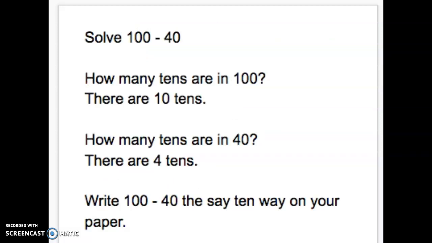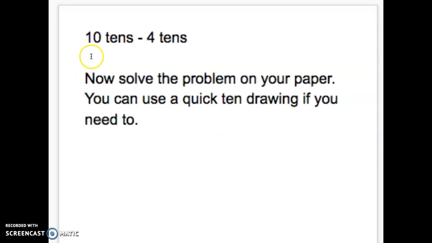Solve 100 minus 40. How many tens are in 100? There are 10 tens. If you count them by tens, 10 times you would get 100. How many tens are in 40? There are 4 tens. On your paper, write 100 minus 40 the say 10 way. You should have written 10 tens minus 4 tens. Now, solve the problem on your paper, and you can use a quick 10 drawing if you need to.